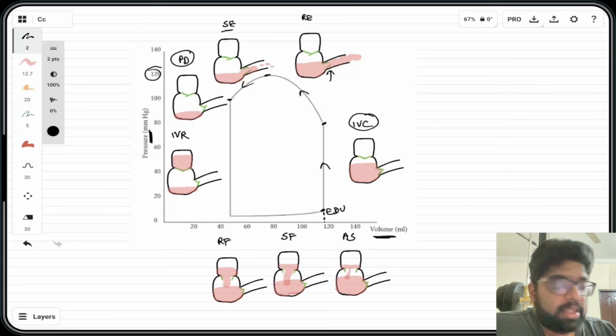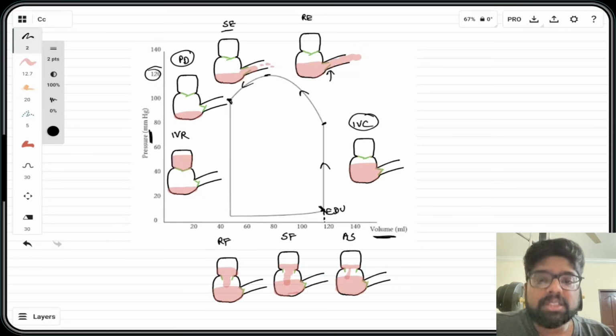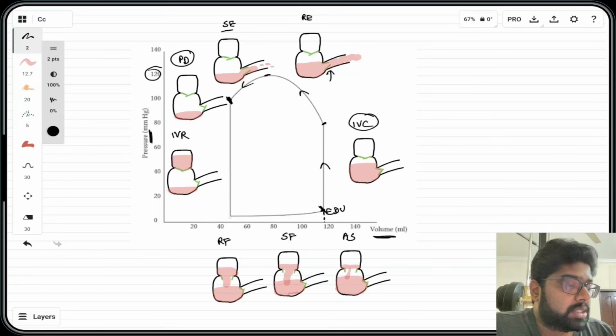Now, at the protodiastole area, that is after the end of slow ejection, that is the end of systole. So the curve coming from here till here is the systole. The volume of the left ventricle at this point is known as the end systolic volume, which in this case is around 50 ml. So 120 was the end diastolic volume, 50 was the end systolic volume. So the stroke volume, which is the difference between these two, comes to around 120 minus 50, that is around 70 ml.